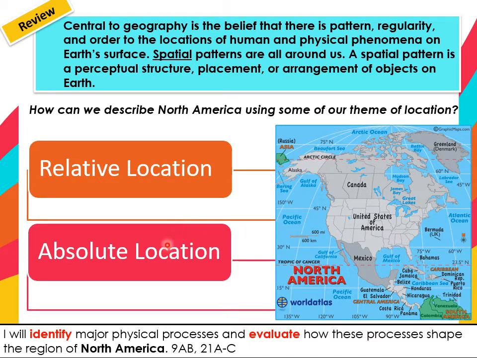All right, absolute location. This is where you get your absolute spatial numbers based on latitude and longitude. So, for instance, Texas lies north of the Tropic of Cancer. The 30th parallel divides Texas almost in half. Half of Texas is below it, half of Texas is above it. That's 30 degrees north latitude.